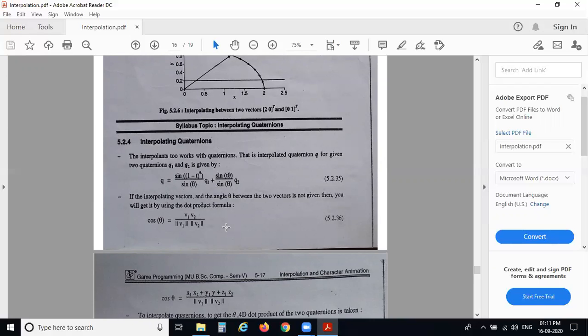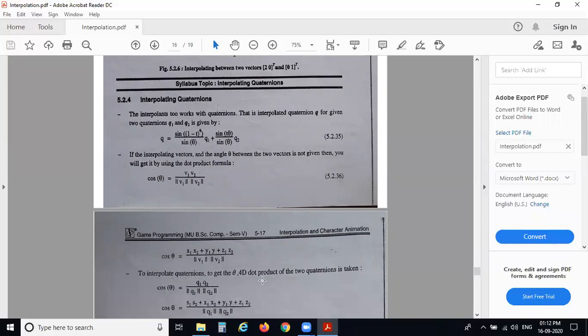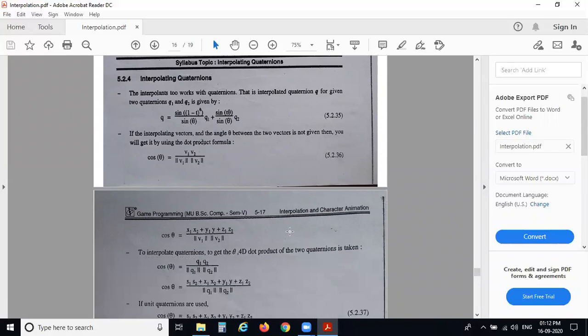If the interpolating vectors and the angle theta between the two vectors is not given, then you will get it by using the dot product formula. That means if the values of the two vectors are not given, we can find the interpolating vector using the dot product formula. So cos theta is equal to v1 dot v2 divided by determinant of v1 into determinant of v2. So cos theta is equal to x1 x2 plus y1 y2 plus z1 z2 divided by determinant of v1 into determinant of v2.